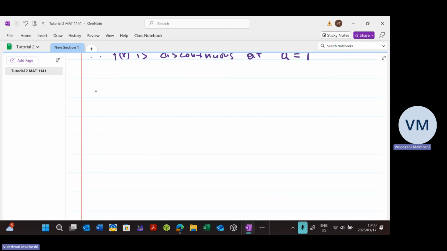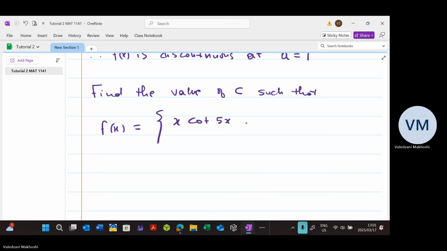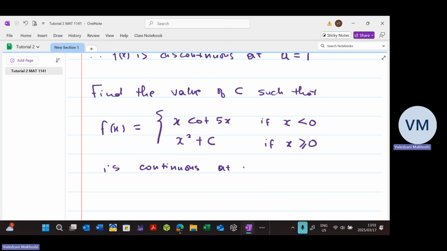So they are saying find the value of c such that f of x equals, what did we have? I think we had x cotangent of 5x if x is less than 0, and x squared plus c if x is greater or equal to 0. So we want to find the value of c such that this function f of x is continuous at x equal to 0. In other words, our a is 0.